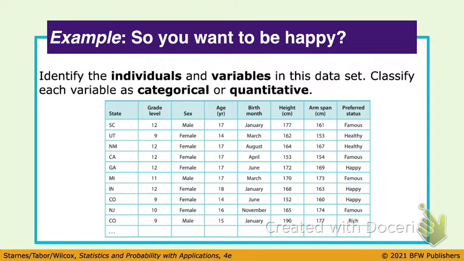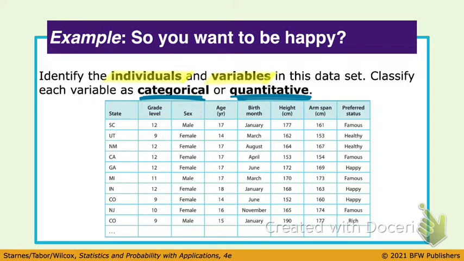Here's your task, you guys. You are going to identify in this chart who are the individuals, what are the variables, and then you're going to classify each of the variables as either categorical or quantitative. All right? So I'm going to give you just about 2 or 3 minutes to take care of those things: individuals, variables, and then which ones are categorical, which ones are quantitative.